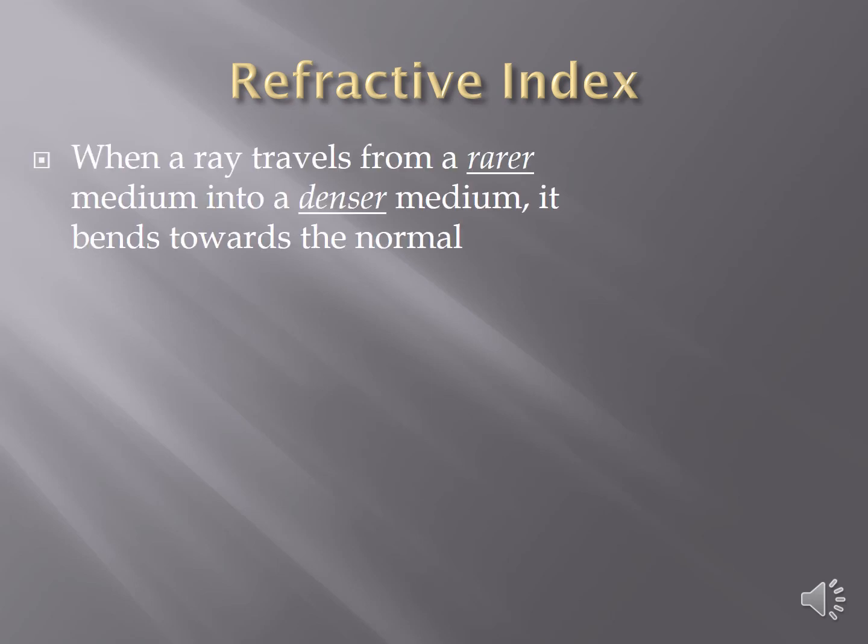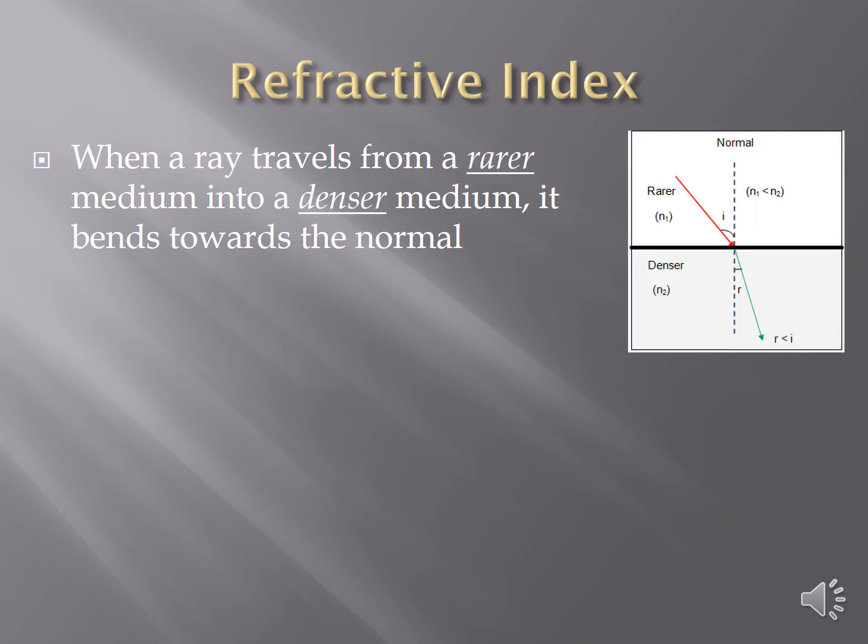When a ray travels from a rarer medium into a denser medium, it bends towards the normal. We saw this when the light was entering the glass block on one of the previous slides. So going from air, which is known as a rarer medium, meaning less dense, into a denser medium like glass or perhaps water, the light ray is seen to bend towards the normal.